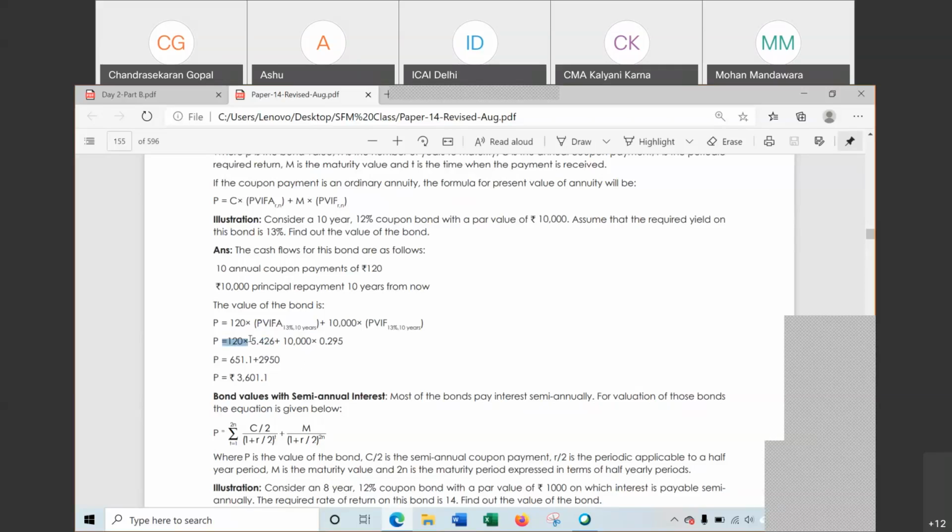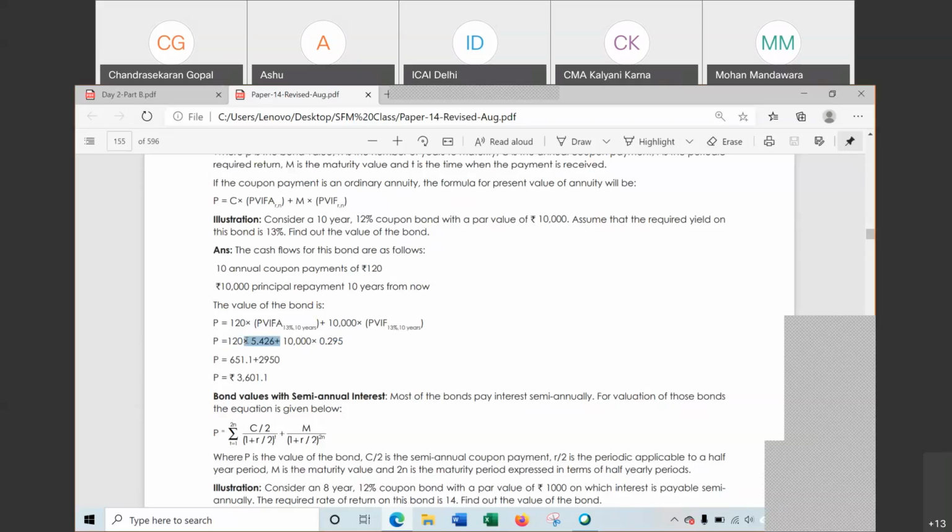Now we will multiply this one. One component is this. Another is face value: we have to find the present value of the face value. So face value is 10,000. On maturity, this one will be redeemed. So 10,000 face value, present value factor at 13% for the 10th year. For the 10th year, the PV factor is 0.295.